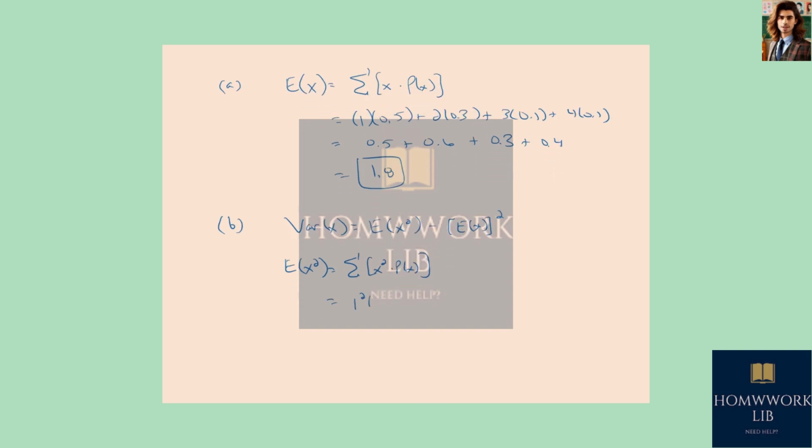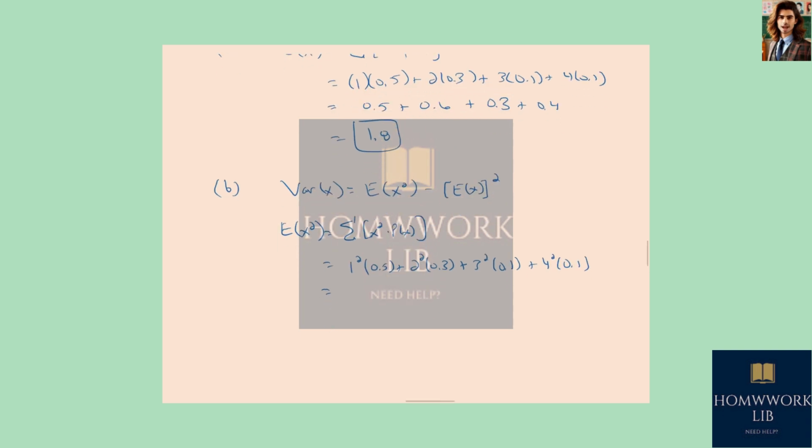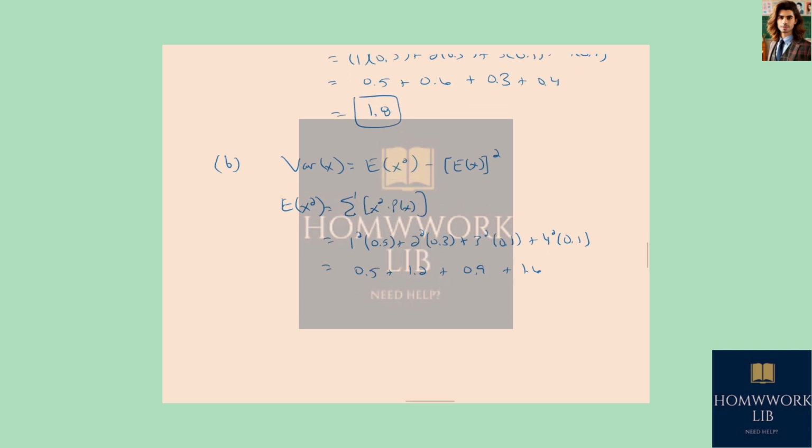1 squared times 0.5 plus 2 squared times 0.3 plus 3 squared times 0.1 plus 4 squared times 0.1, which would be 0.5 plus 1.2 plus 0.9 plus 1.6, and that is 4.2.